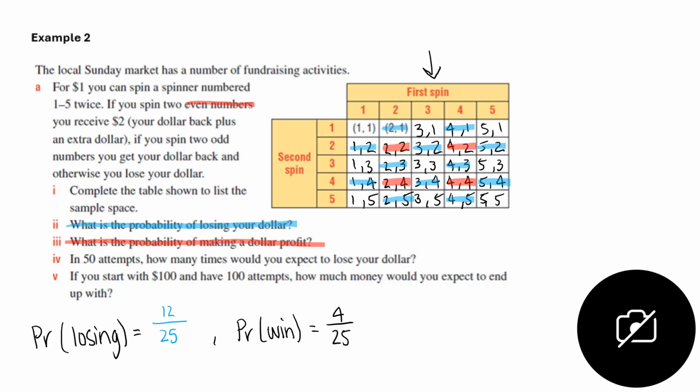Here's an expected number question. In 50 attempts, how many times would you expect to lose your dollar? So to figure that out, what we're going to do is take 50 and multiply that by 12 over 25. And that is going to tell us the expected amount of times that we are going to lose our dollar. And I got 24 times.